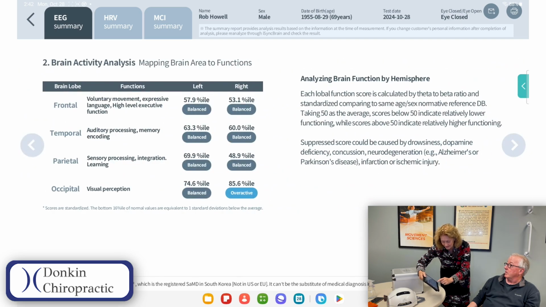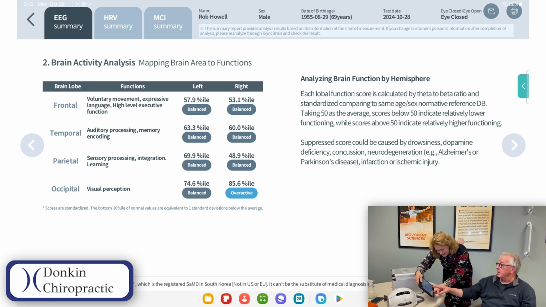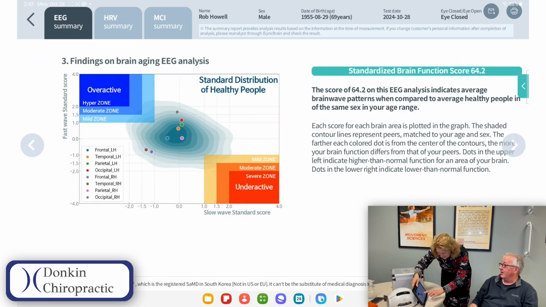That's exactly right. And then this shows you the percentile rankings of the left side and the right side of each lobe of the brain. Okay, so you've got the frontal lobe, your temporal lobe, your parietal lobe, and your occipital lobe. So what are you saying there? You got 74 and 85. Isn't that way out of whack? Not too bad. It's a little bit overactive there, but it's not too bad. It's not out of whack at all.